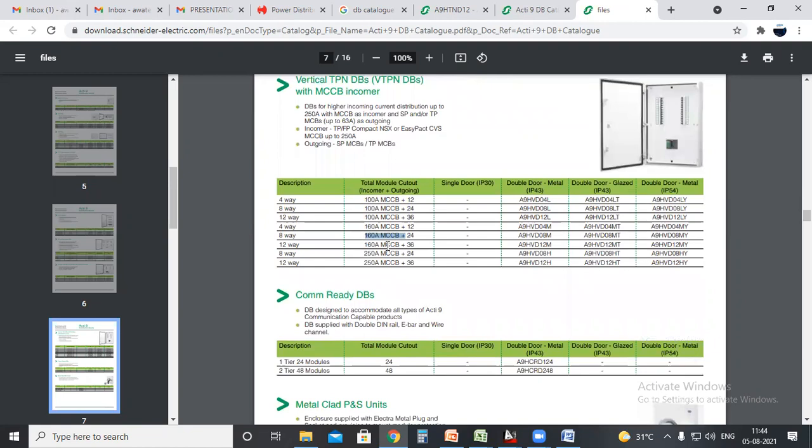So in the normal case, the distribution board rating would be maximum 63 ampere. I'm telling about the normal 12-way TPN DBs. But in special cases, like if you have high power devices inside your building, the distribution board might be like 100 ampere or 160 ampere. MCCB will be the incomer. For example, I'm just telling an example.